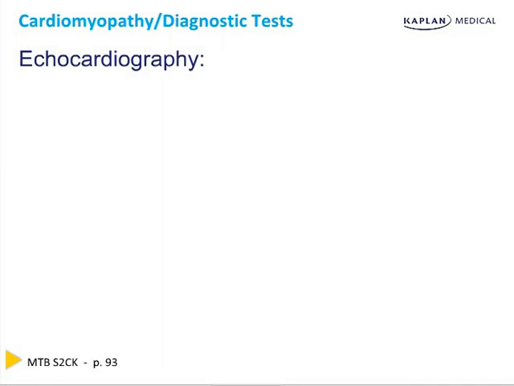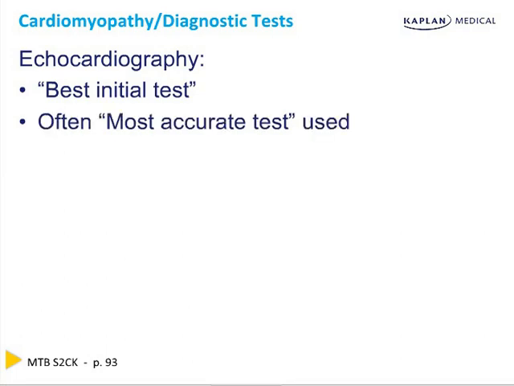All forms of cardiomyopathy are best initially diagnosed with an echocardiogram. The most accurate test is often only the echocardiogram, although the catheterization may provide some more information on pressures. Echocardiogram for a simple cardiomyopathy is the only test that we really use. And that is why it's often also the most accurate test that we use.